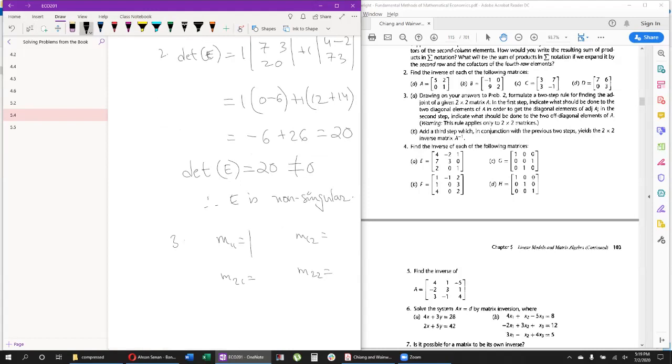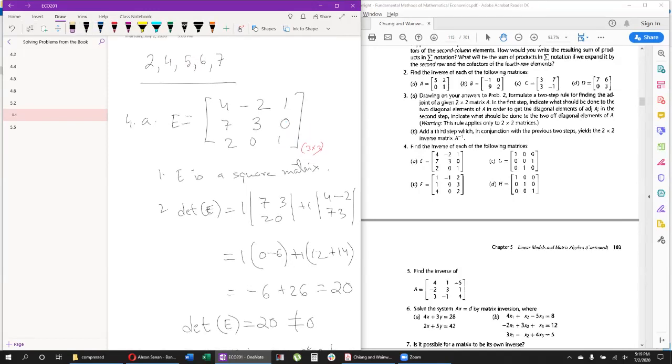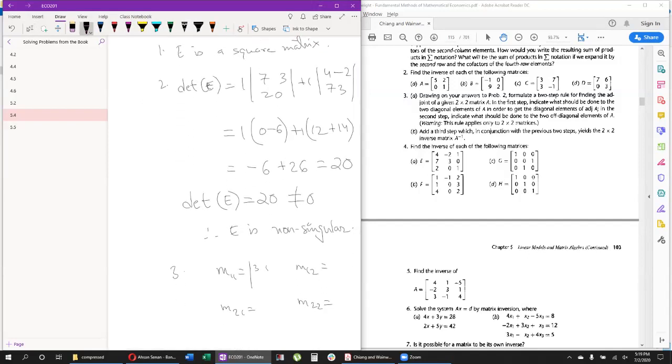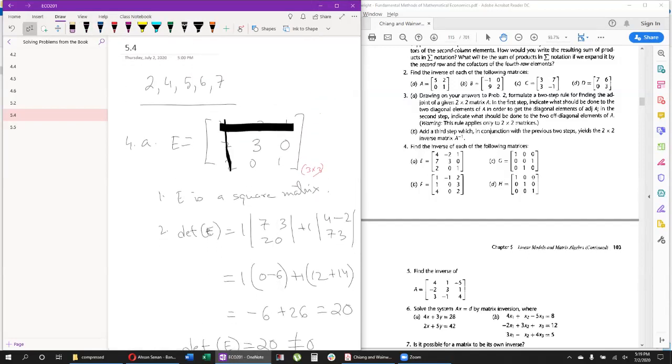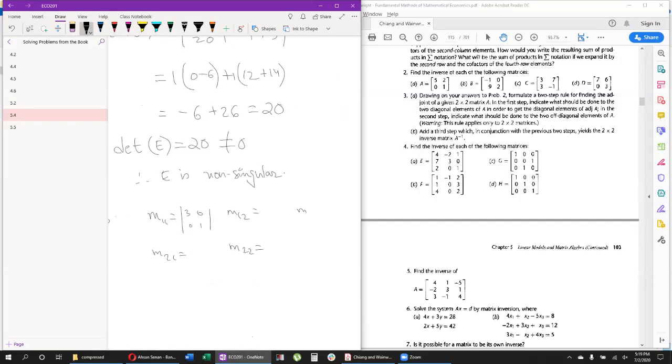So M11 is, let me just go step by step. To find M11, what you have to do is ignore this and this. And so what we get is 3, 0, 0, 1. Wait, this isn't done. Sorry, I've made a mistake. We also have M13, M23. I was solving a 2 by 2 matrix. M31, M32, and M33.